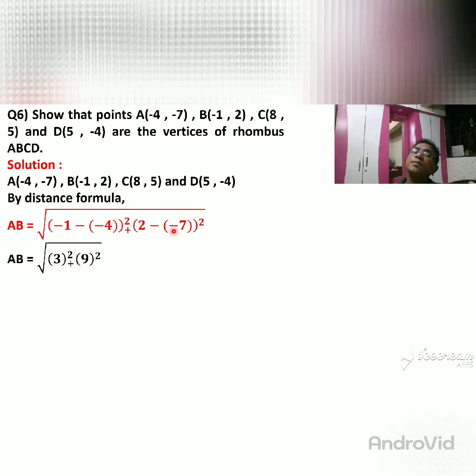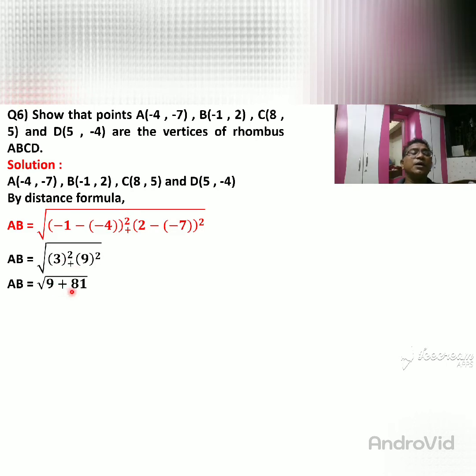Is that clear? Then see, 2, out of bracket negative sign, so minus 7 becomes plus 7. 2 is positive, 7 is positive. 2 plus 7 is 9. So 3 square and 9 square. 3 square is 9, 9 square is 81.